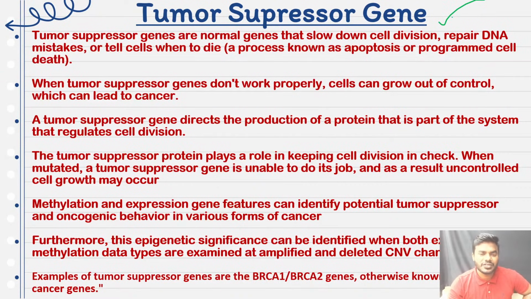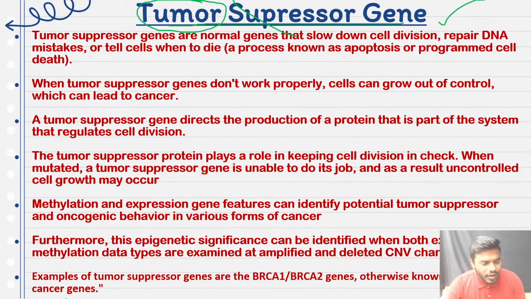Tumor suppressor gene. Everyone listen to the definition of a tumor suppressor gene. The name itself very clearly indicates it. A tumor suppressor gene is a type of gene, listen to me, which is basically suppressing. What is it basically suppressing? It is suppressing the formation of a tumor. That's why we call it the tumor suppressor gene.